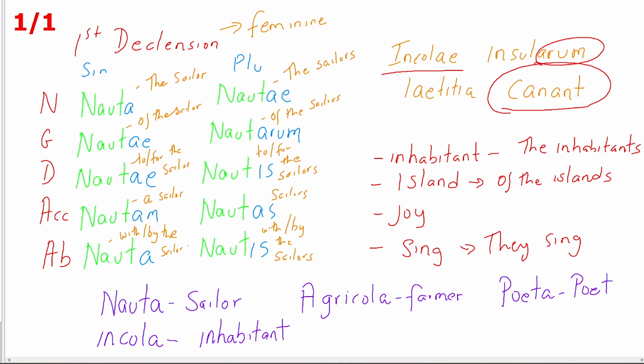Then laetitia, okay, is ablative or is it nominative? So nominative is already done, right? You already have the subject. So therefore, laetitia here is in the ablative. Therefore, with joy. So how can we put this sentence together?